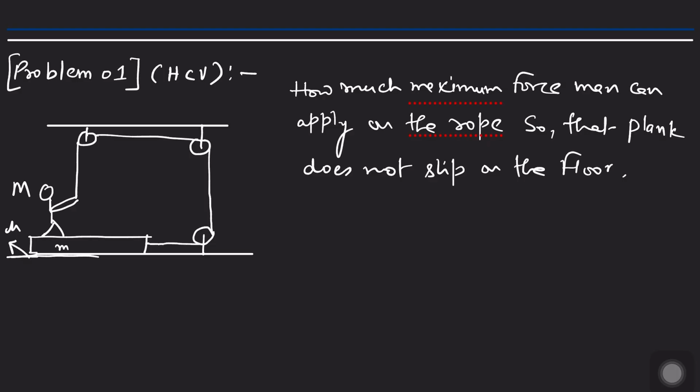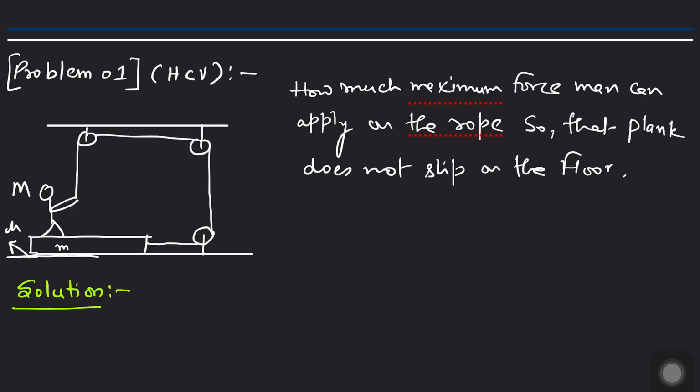Let me change the marker and then we will discuss. So the solution: always remember that when they are talking about maximum or minimum, they are talking in terms of a limiting condition, okay? They are indirectly referring to the limiting condition, that is their target.